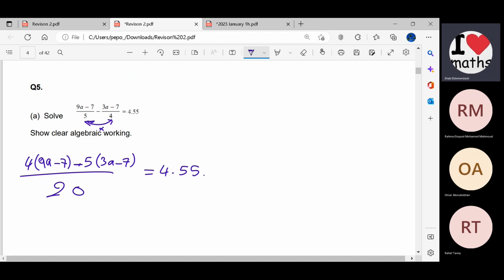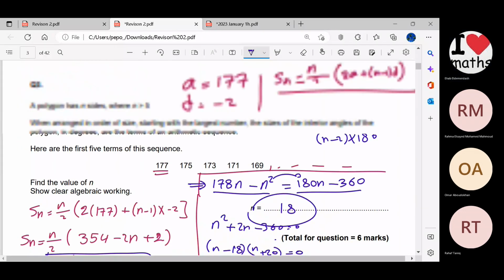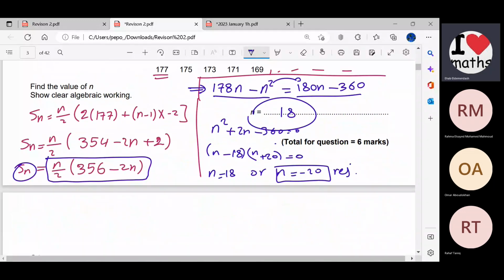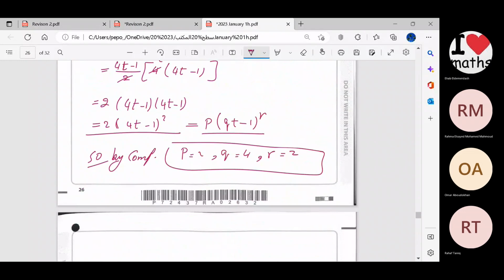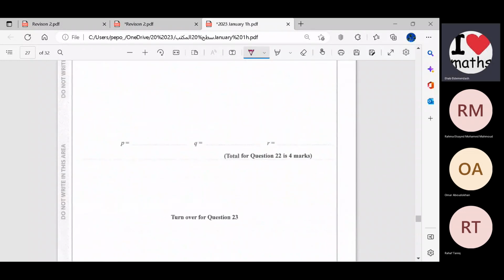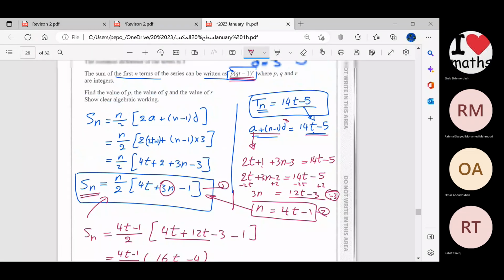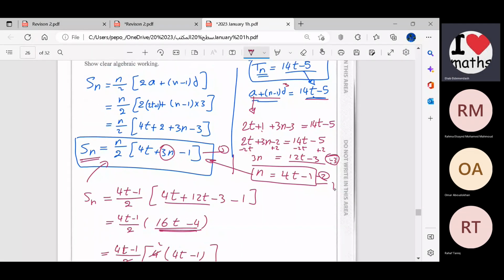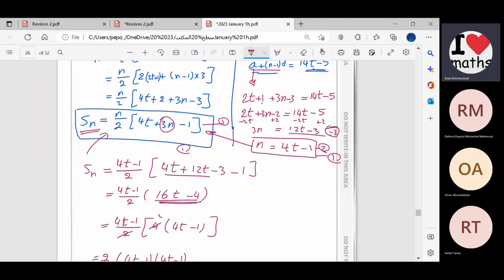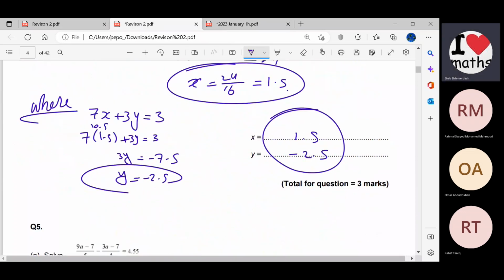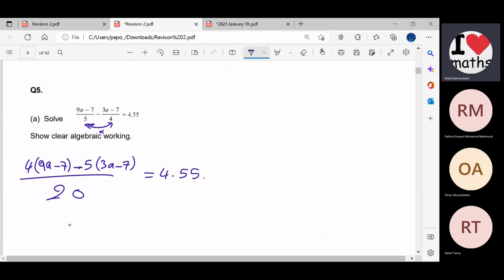Any difficult question? 6 marks. Then the other one, 4 marks. It doesn't deserve more than that. One relation I'll take 1 mark, this relation I'll take 1 mark, and substitution 1 mark, and the final answer, comparison only. 4 marks. Let's continue this one.